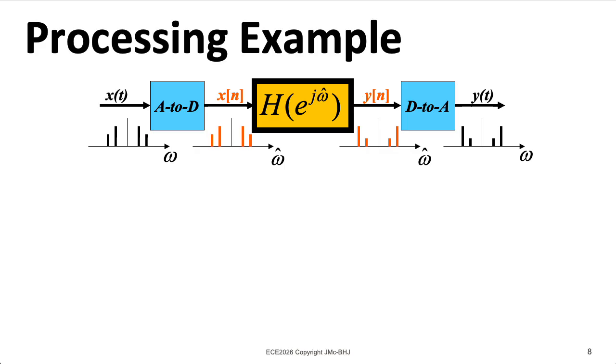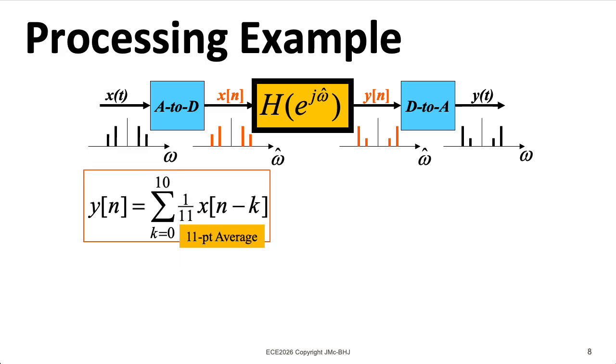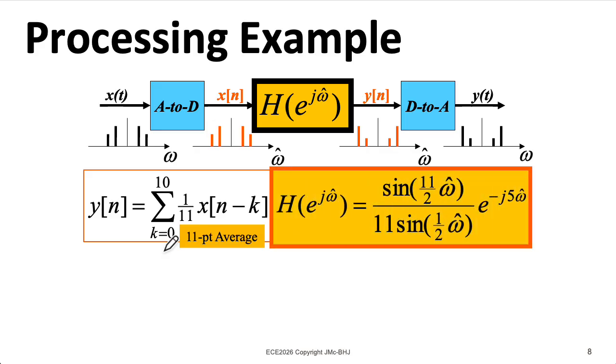So let's do an example. Here we have a system that's an 11-point averager. Now, a brute force computation of the frequency response would have 11 terms with complex exponentials in them. Fortunately, there is a more compact way to write this with this weird sine over sine function. You can take this on faith for now. We'll talk about where this comes from later.